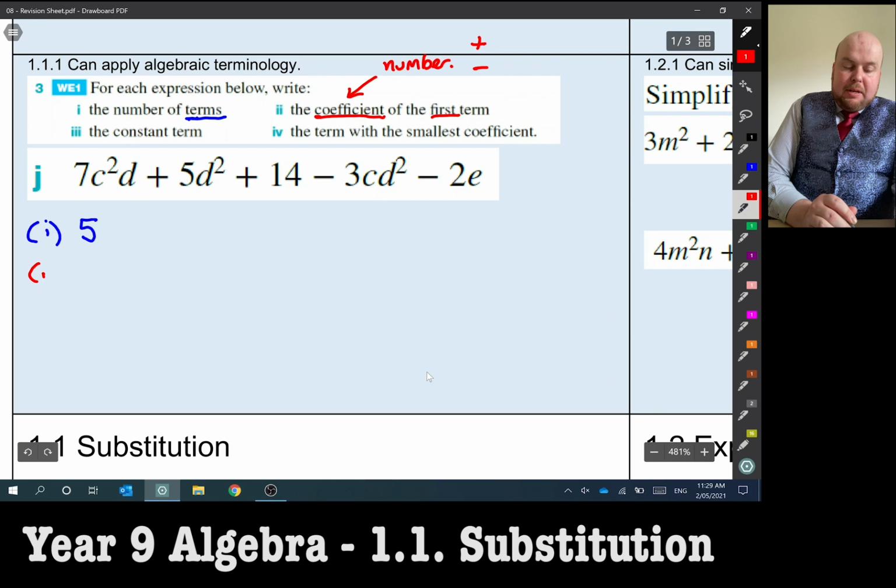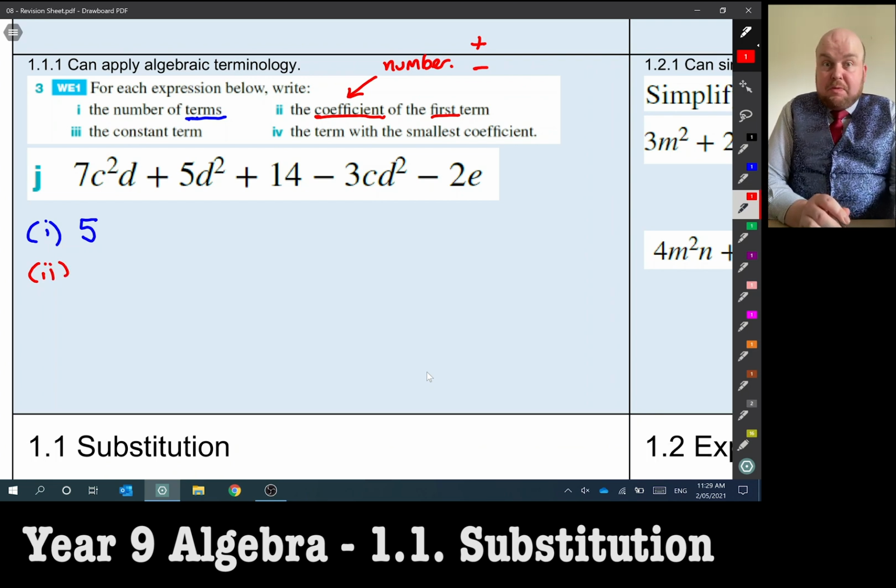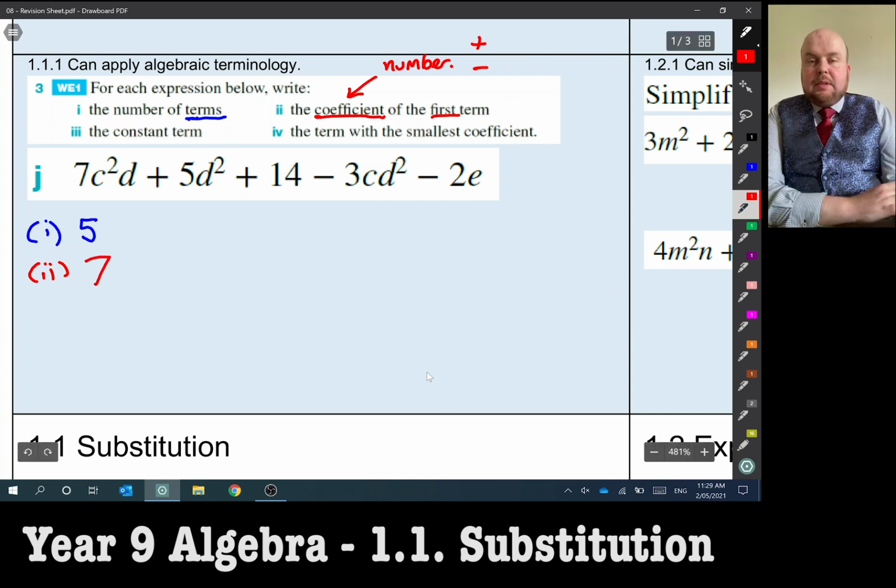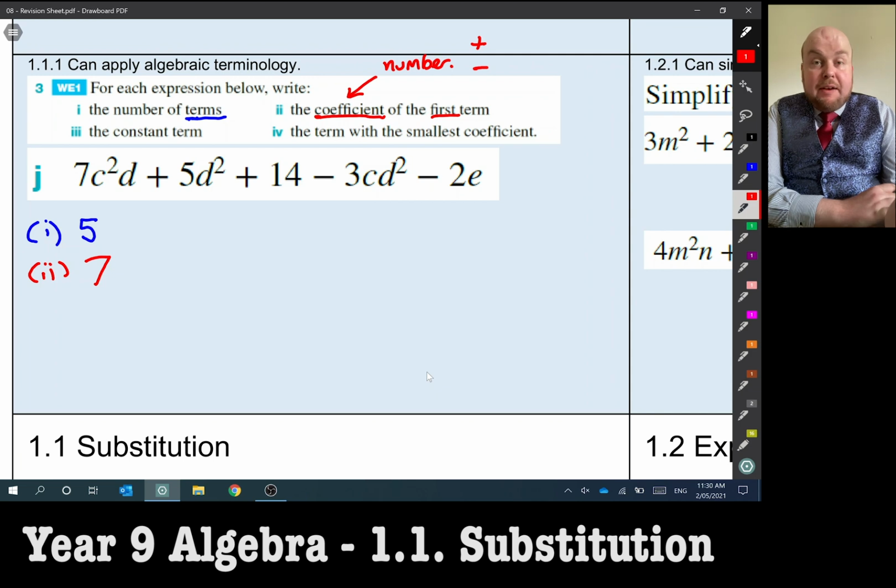So for number 2 here, the coefficient of the first term is the first one that you can read here, is going to be 7. Just so you're aware about coefficients, the second term, the coefficient is 5 or positive 5. The third term doesn't have any algebra in it, so we don't talk about the fact that that has a coefficient. The fourth term, the coefficient is negative 3 because the little minus sign's there, and the coefficient of the final term is negative 2.